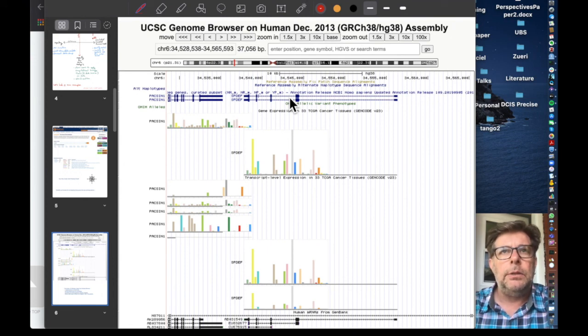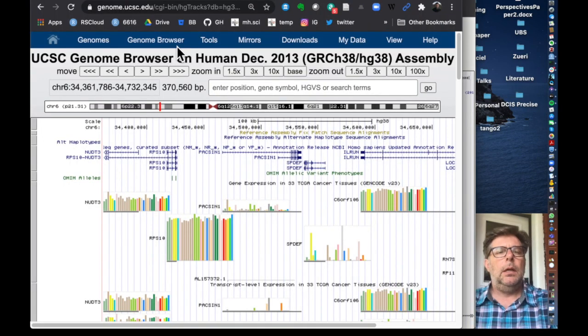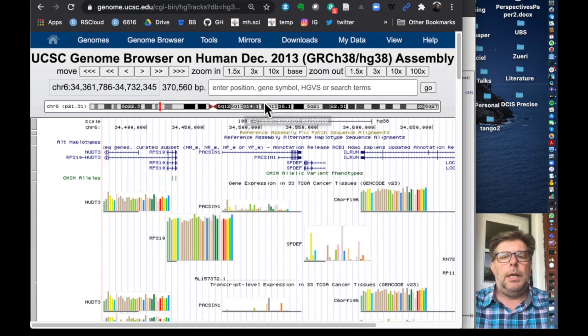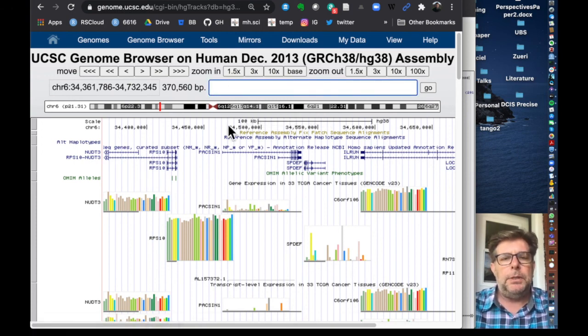You don't get too much of an idea of who's regulating it, etc. But for basically explaining where it is in the genome, what the gene looks like, and what its promoters look like, it's excellent. So, okay, here I've already typed in Spdef to this location, and it's brought me to a view of my favorite gene right there.